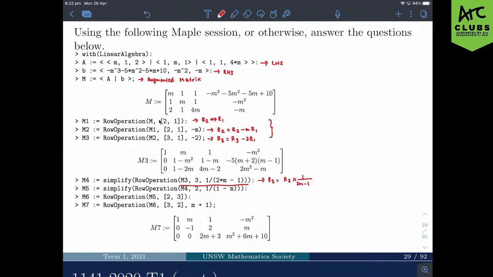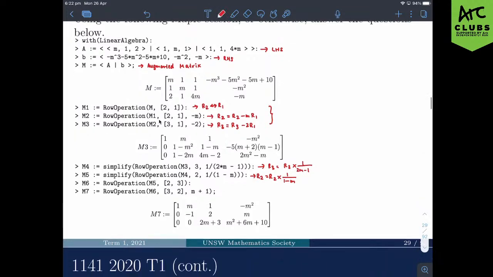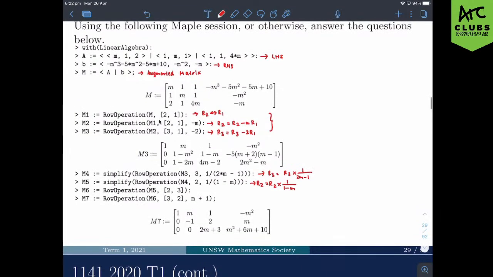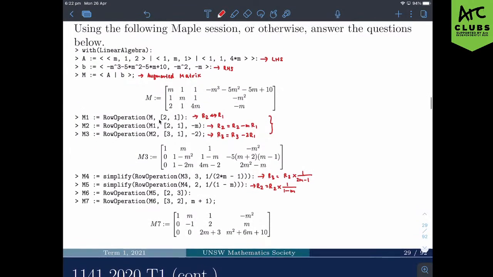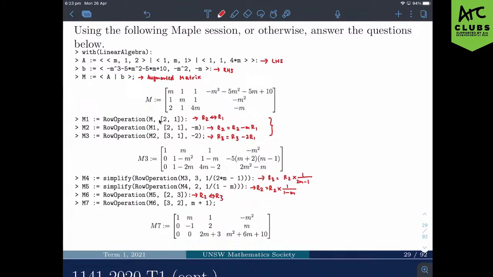And next, R2, same as how we deduced the instruction from before, R2 is, we multiply it by 1 on 1 minus m. Next, we're probably switching around R2 and R3 because it looks like this instruction here.